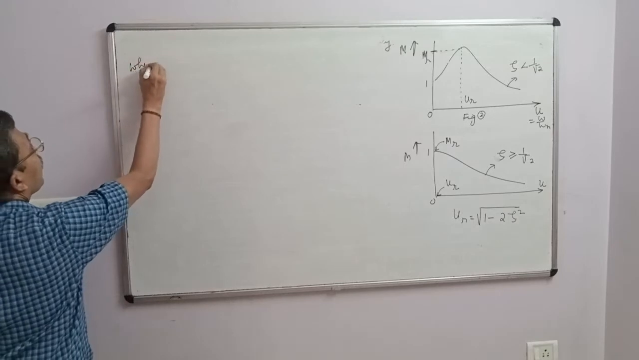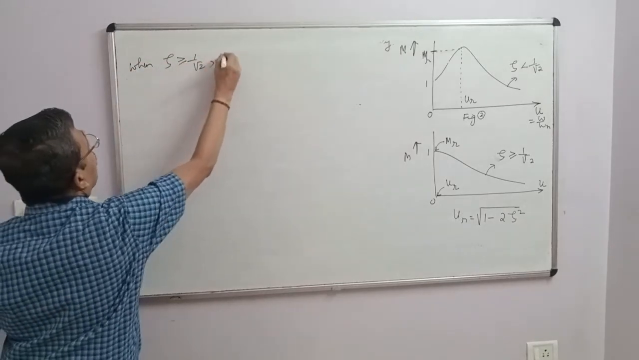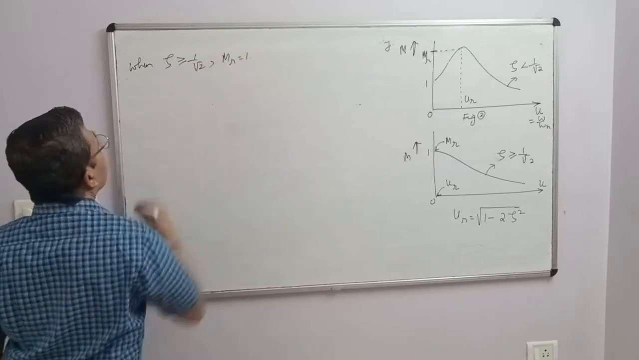When zeta is greater than or equal to 1 by root 2, Mr is equal to 1.